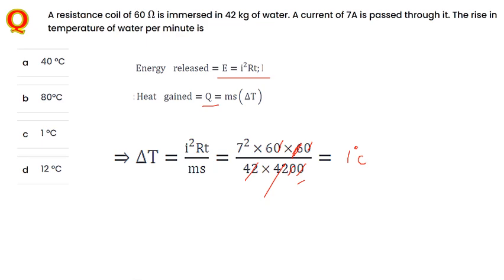So if you want 40 degree Celsius, it should run for 40 minutes. Suppose if you want 60 degree, too hot water, suppose if it is boiling water, in this case you have to give this for 100 minutes, that is more than 1.5 hours, so that you can get the hot water. So the answer here is 1 degree Celsius.